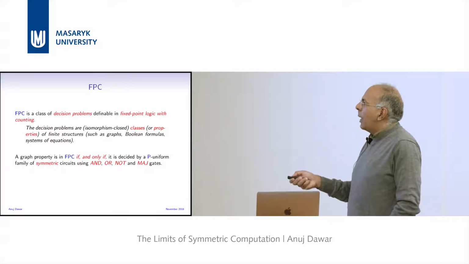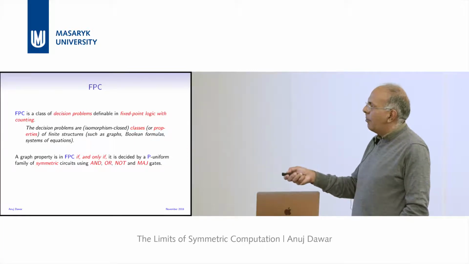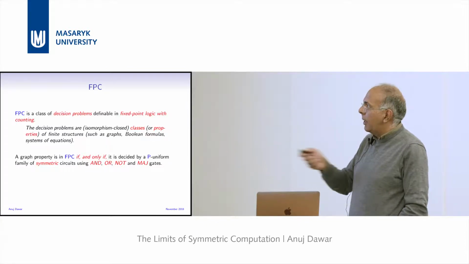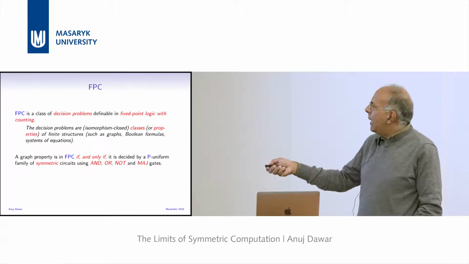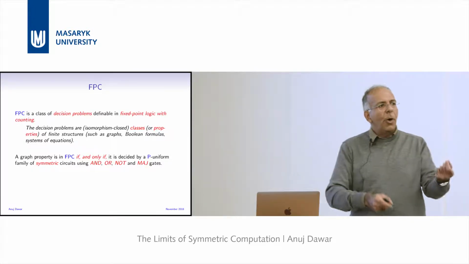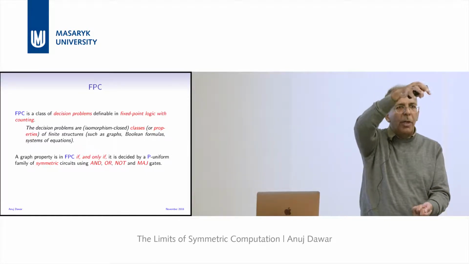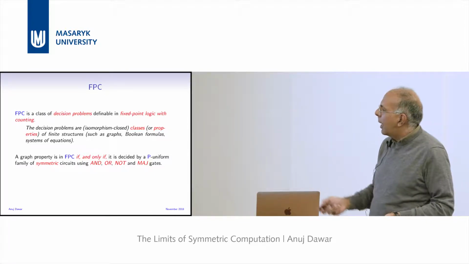And we are able to show that a graph property is definable in this language if and only if it's decided by a uniform family of symmetric circuits. So here, this is symmetric in the sense I just defined, using AND, OR, NOT, and majority gates. So we need one additional kind of gate. A majority gate takes some number of inputs and gives you an output 1 if a majority of the inputs is 1, and 0 otherwise. So you need one additional kind of gate.